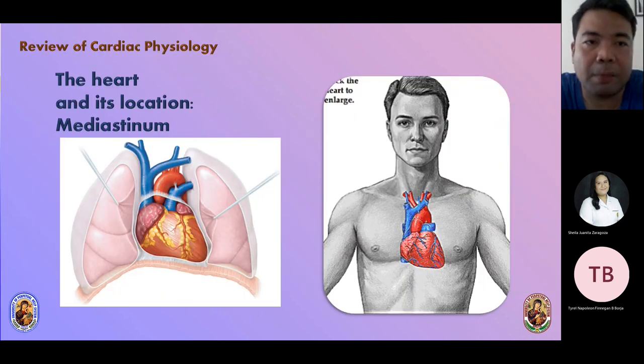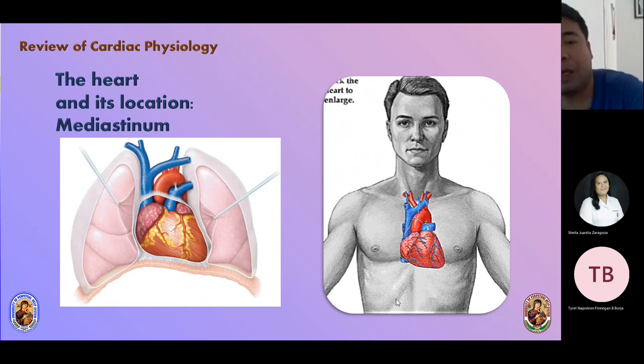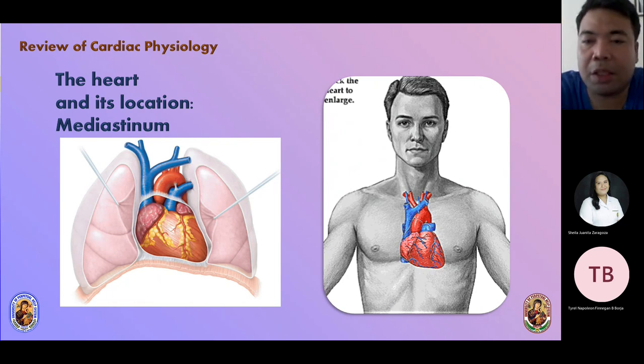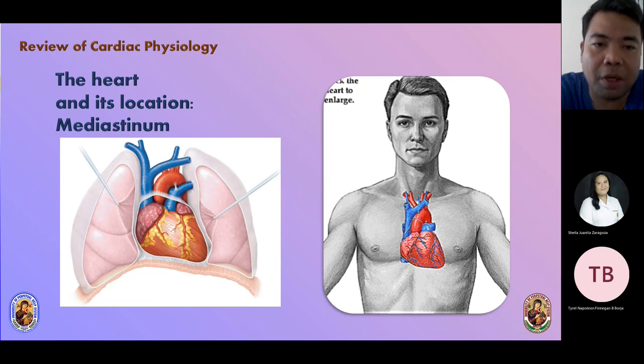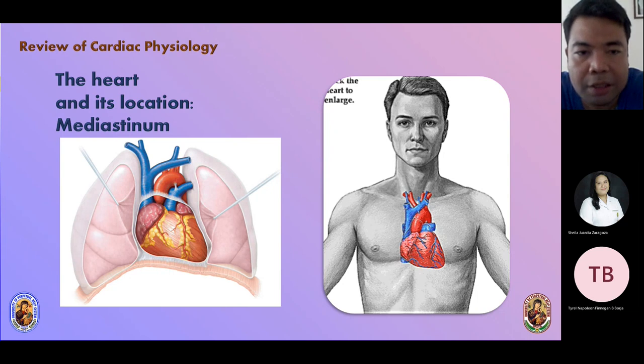Okay, so first yung location of the heart. You very well know that the heart is the central pump of the circulatory system. It is because of the constant pumping and beating of the heart why we have a continuous blood flow in the circulatory system. Because of the blood pressure generated by the heart, there is continuous blood flow. As a result, the different vital organs of the body receive oxygenated blood that it needs to sustain their function.